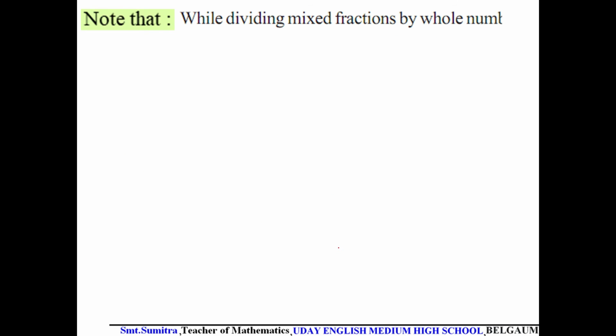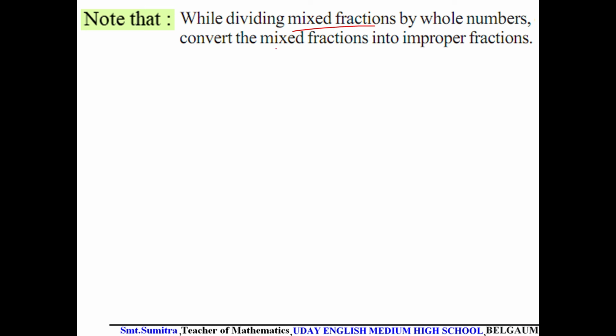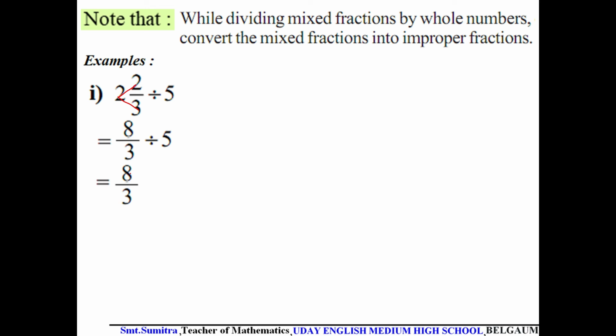Note that while dividing a mixed fraction by whole numbers, convert the mixed fraction into improper fractions. What's the meaning of this one? Let us see. 2 integer 2 by 3 divided by 5 equal to 3 2s are 6, 6 plus 2, 8 divided by 3. 8 divided by 3, here 5 reciprocal is 1 divided by 5, and this is written as multiplication sign. Then multiply, 8 1s are 8, 3 5s are 15. Answer 8 upon 15.